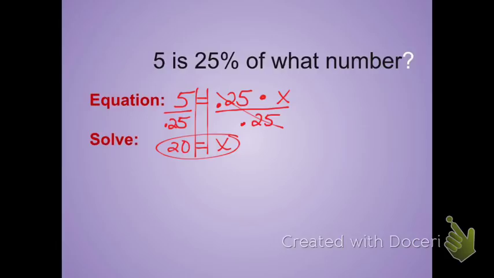Do you see that this is different? If you just said, oh, I'm just going to multiply 5 times 20.25, you would have been wrong in this case. That's why writing this equation is so important. Because sometimes you're going to divide and sometimes you're going to multiply. Okay? All right, let's do the next one.